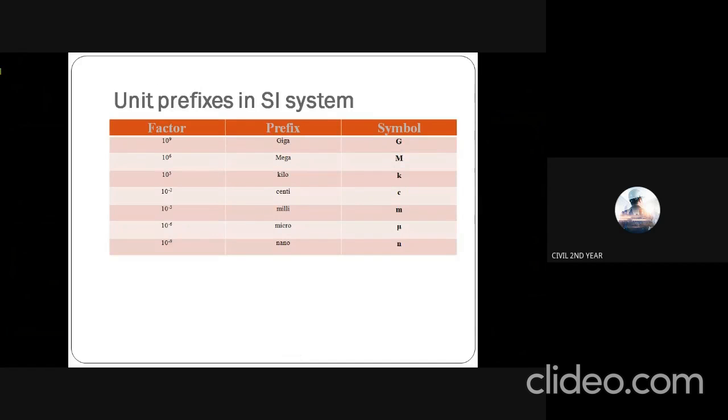In terms of prefixes, 10 to the power 9 is giga, 10 to the power 6 is mega, 10 to the power 3 is kilo, 10 to the power minus 2 is centi, 10 to the power minus 3 is milli, 10 to the power minus 6 is micro, and 10 to the power minus 9 is nano. These are the respective symbols; kindly go through them, as they are used in your GATE preparations.